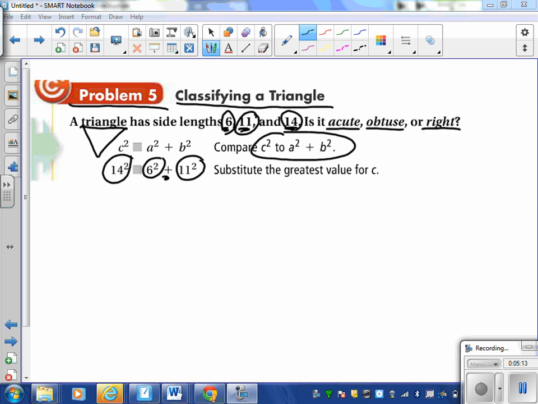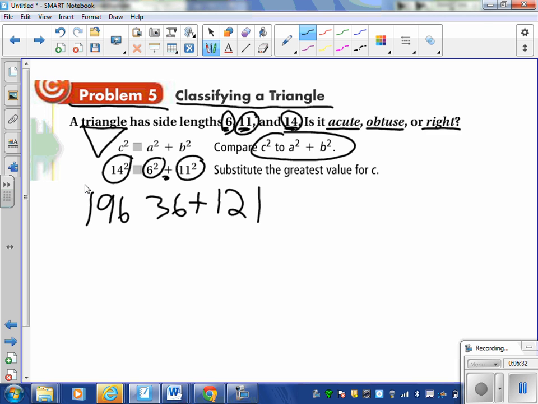So you should get 14 squared is 196. 6 squared is 36. Plus 11 squared is 121. Let's bring down the 196 and let's figure out what is 36 plus 121. That equals 157. Now we have to look at these two numbers.